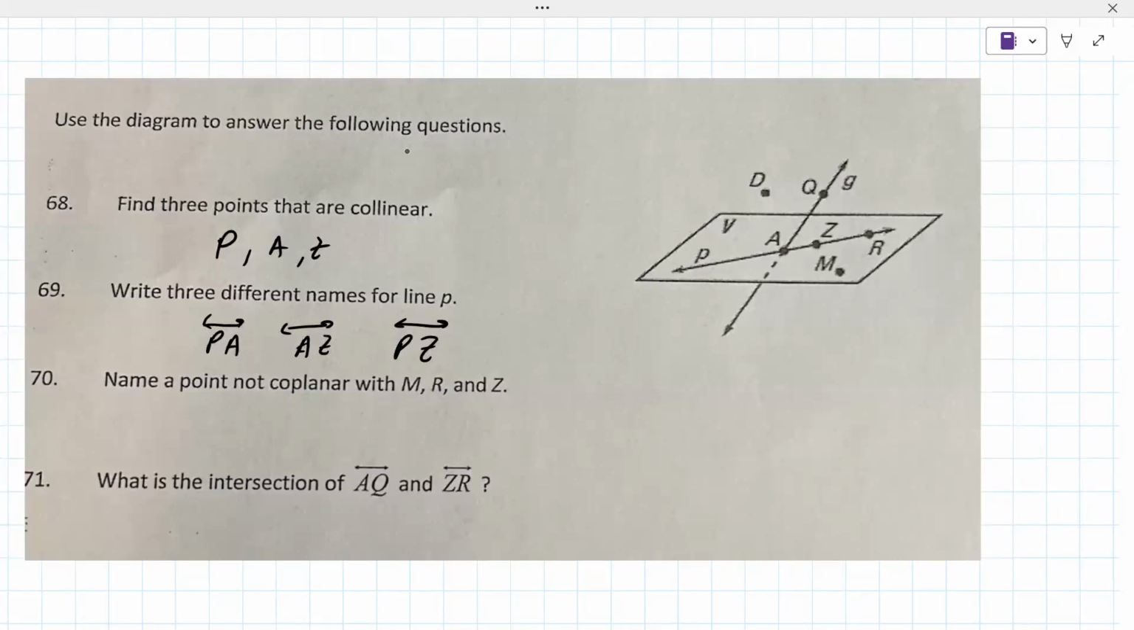Name a point not collinear with MRZ. And something not on the plane. So Q. Q works, so does D.